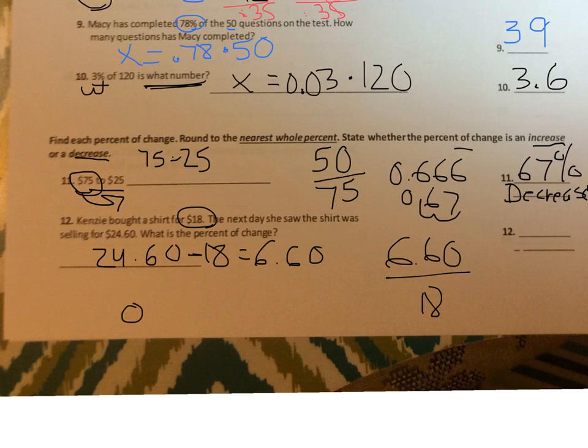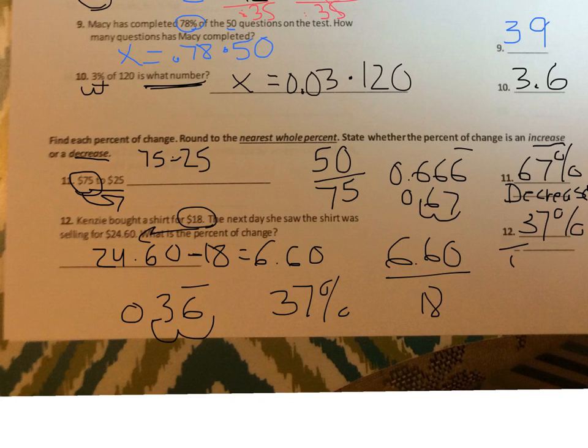0.3, again 6, that goes on forever, so we move it over, we get 37% when I round, and 18 to 24 is an increase. Alright, next page.